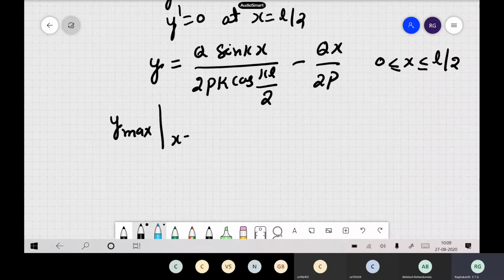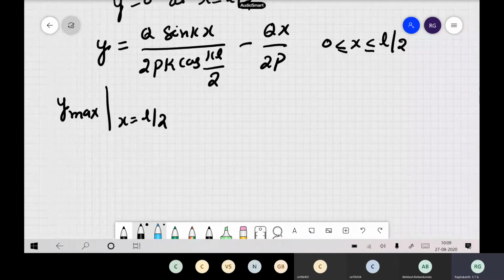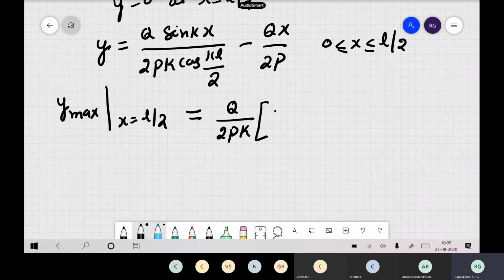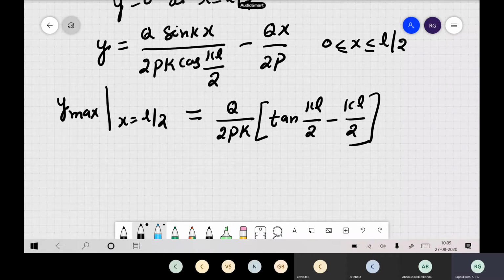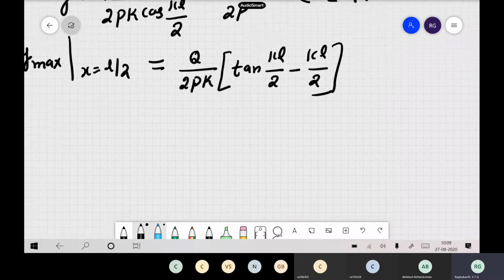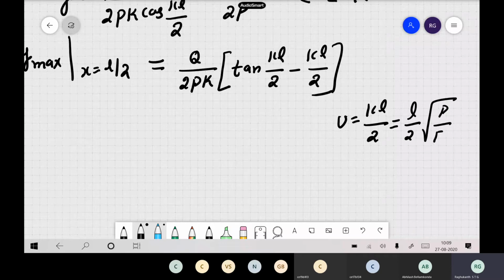If you substitute x is equal to L by 2, you have to do some algebra because you have sin kL by 2 and cos kL by 2, so tan terms come into the picture here. So this becomes q by 2Pk into tan kL by 2 minus kL by 2. So this is your maximum deflection here. Or if you want to write it in a nice format, take u as kL by 2, which is L by 2 root of P by EI, because k square is equal to P by EI.